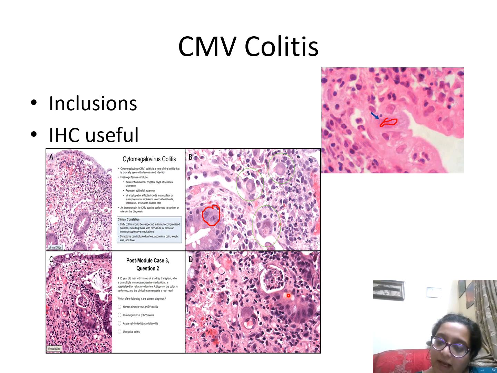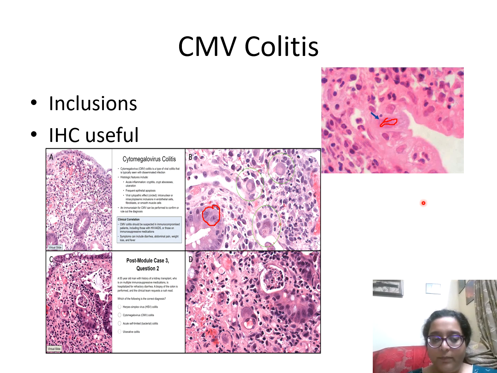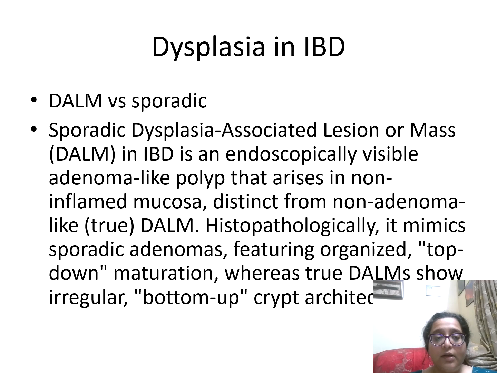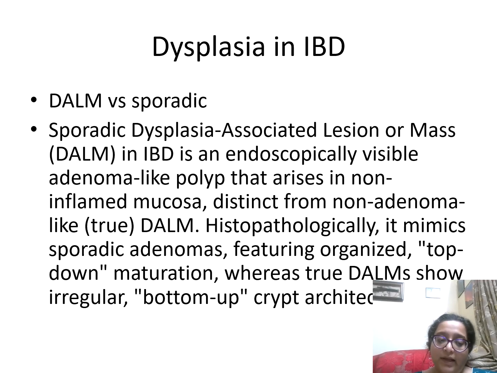Again, then there'll be a lot of reactive atypia and there'll be stromal mucin, etc. Very, very edematous stroma with a lot of reactive atypia. So history and endoscopy is very, very important in making your diagnosis. So dysplasias in IBD I'll be taking in detail.